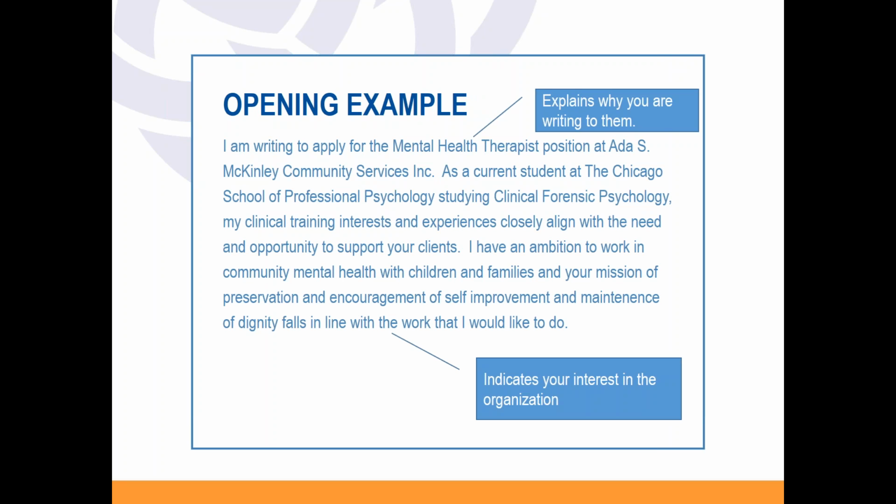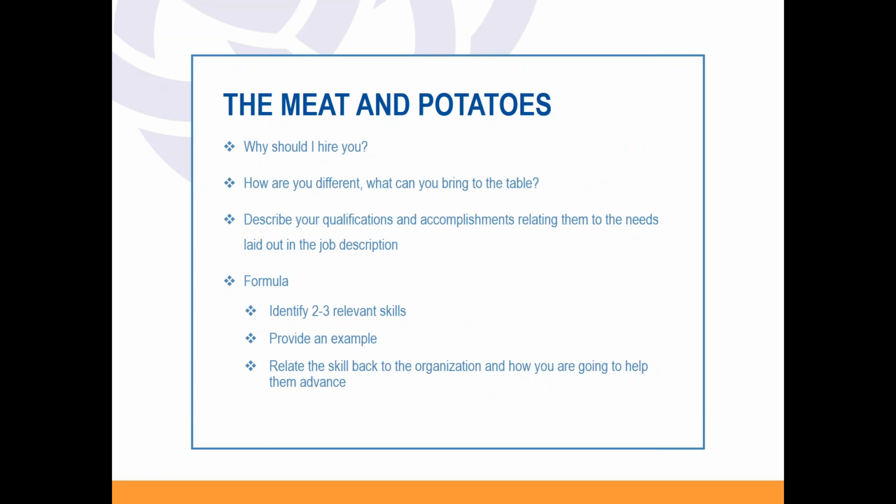So I'm not going to read through this, but it's something that you can look through and read over, and you'll see what's important. But those highlights are in this first paragraph. Second paragraph, this is defined as the meat and potatoes. So what you highlighted on the job description is essentially what you're writing on.